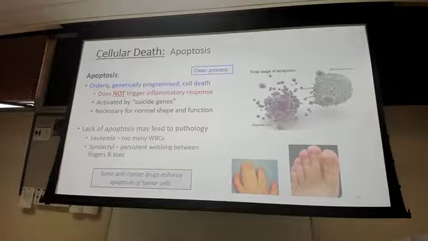Now if our cells didn't die, so if you look here at our white blood cells, if we had too many white blood cells, that is a bad process. And that does happen for some people, and we call that leukemia. That's a type of white blood cell cancer.